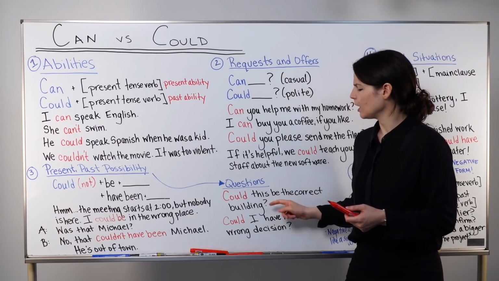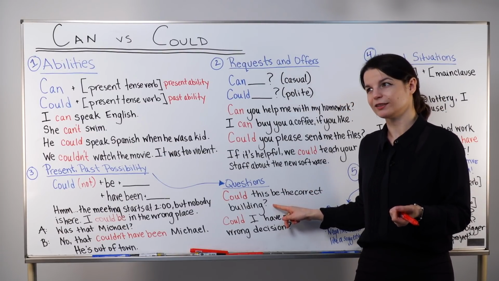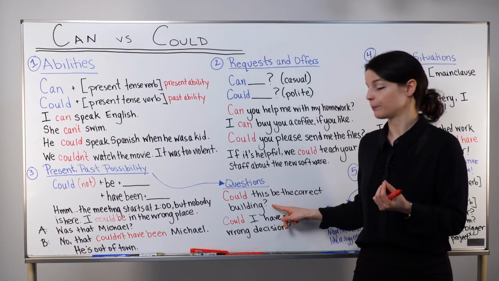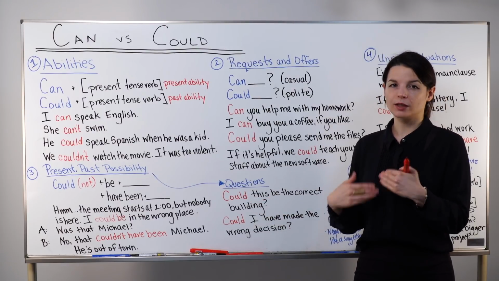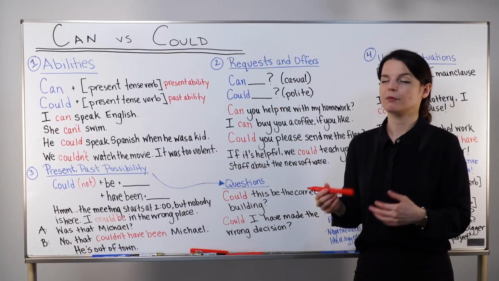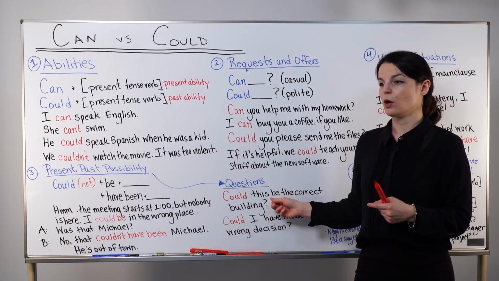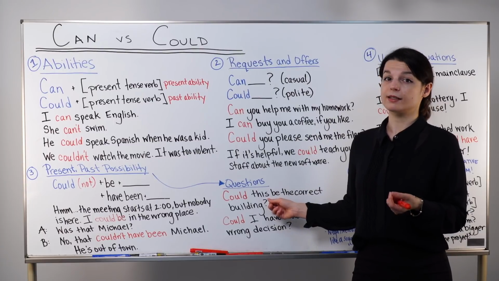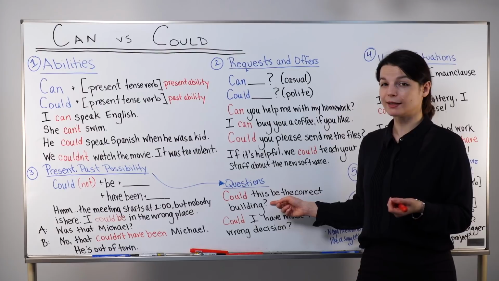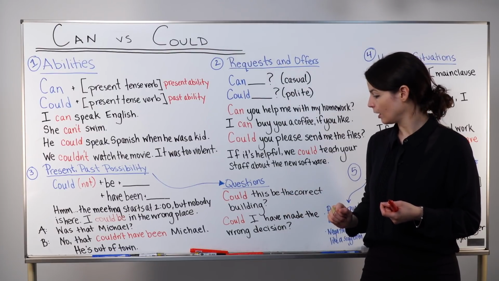I feel in most situations though, we just say, is this the correct building? We just say it with is. Could this sounds more like, is it possible this is the correct building? So it might sound a little bit more formal. I feel like in everyday speech, more commonly we say, is this the correct building? But you might sometimes hear could used in this kind of pattern.